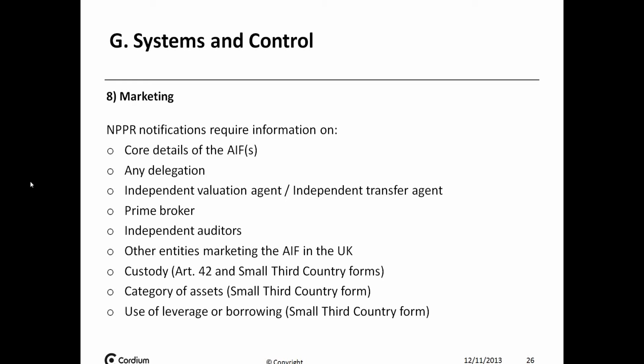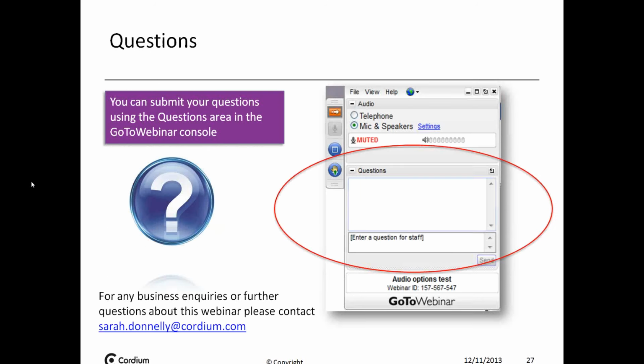And also for the Article 42 and small third country forms, there is information also required about custody arrangements, and rather peculiarly the small third country forms do actually require some additional information about the category of assets that are invested in the AIF and the use of leverage and/or borrowing. So I think that concludes the main part of the presentation. And I think I'll hand back over to John.